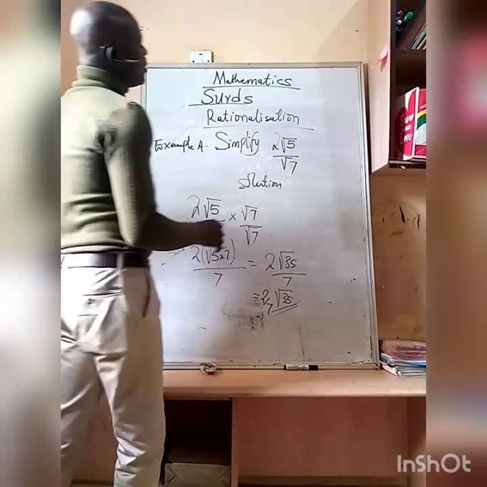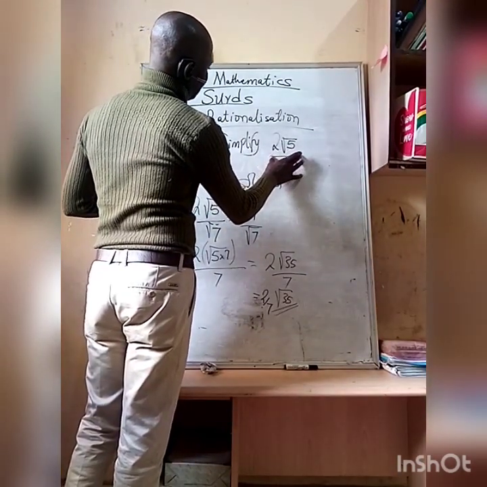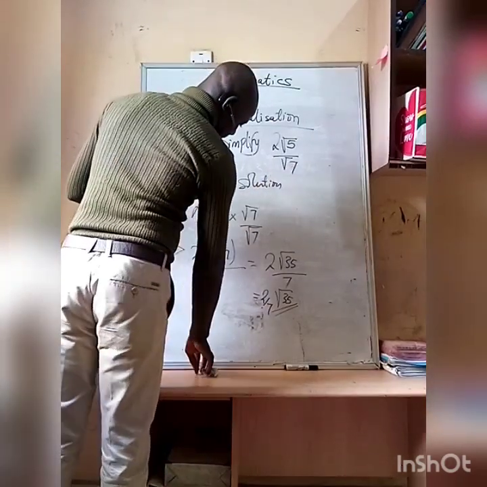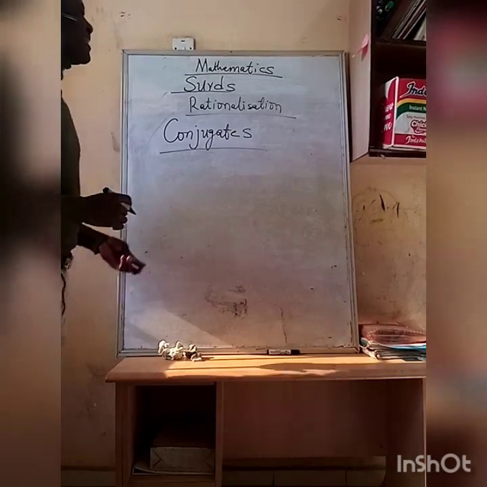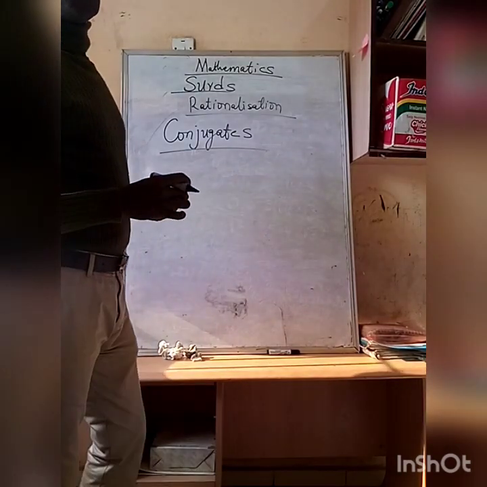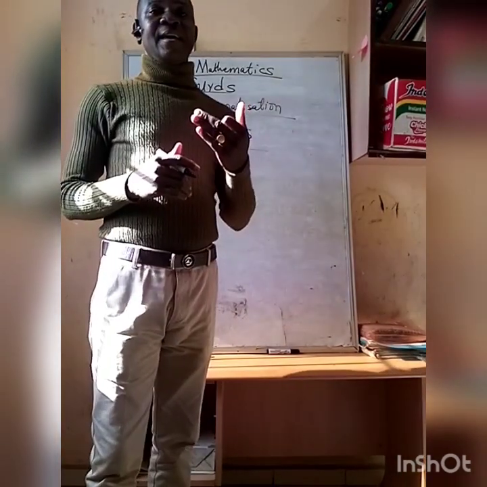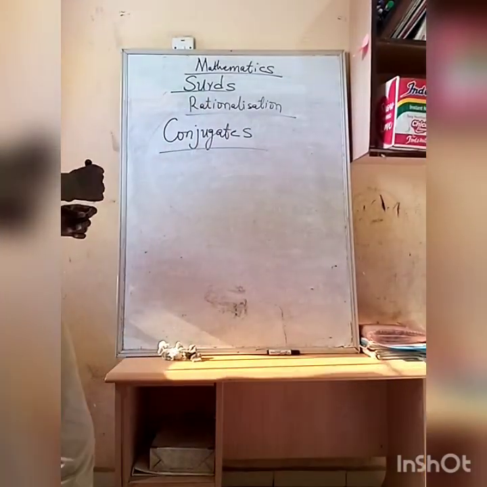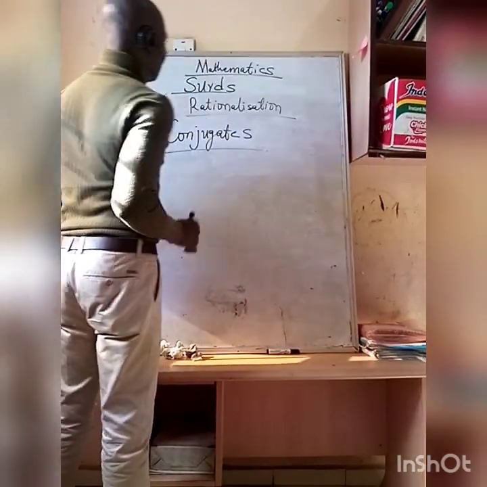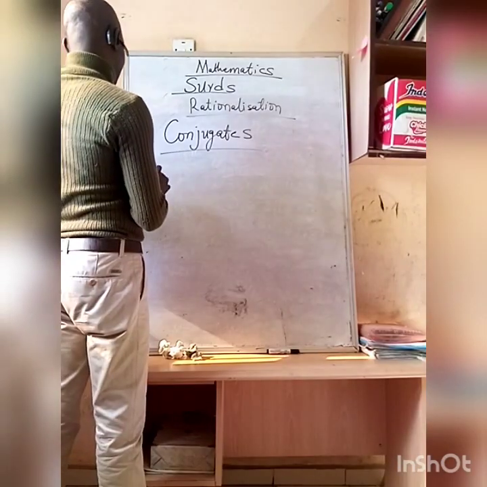Must it, or is it always going to appear like this? The answer is no. Surds are said to be conjugates when their product produces a rational number or an integer, as the case may be. I give a few examples.